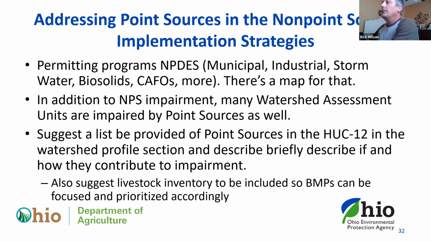So along the same lines, a lot of regulated facilities in Ohio are what are called CAFs, concentrated animal feeding facilities, as regulated through the Department of Agriculture. We've suggested in Northwest Ohio especially that an inventory be provided. So if there are BMPs or priority BMPs on the row crop agriculture that relate to manure, those priorities could be accounted for and focused on.